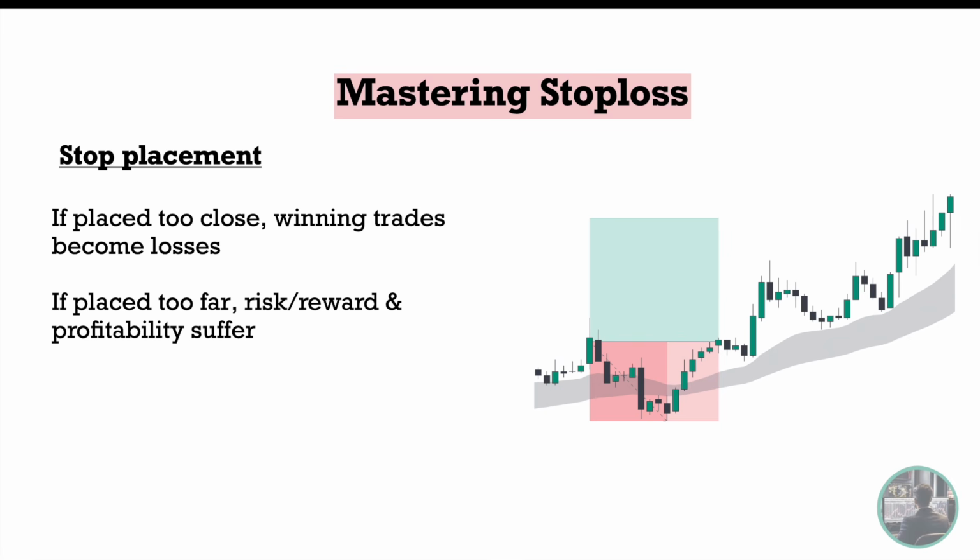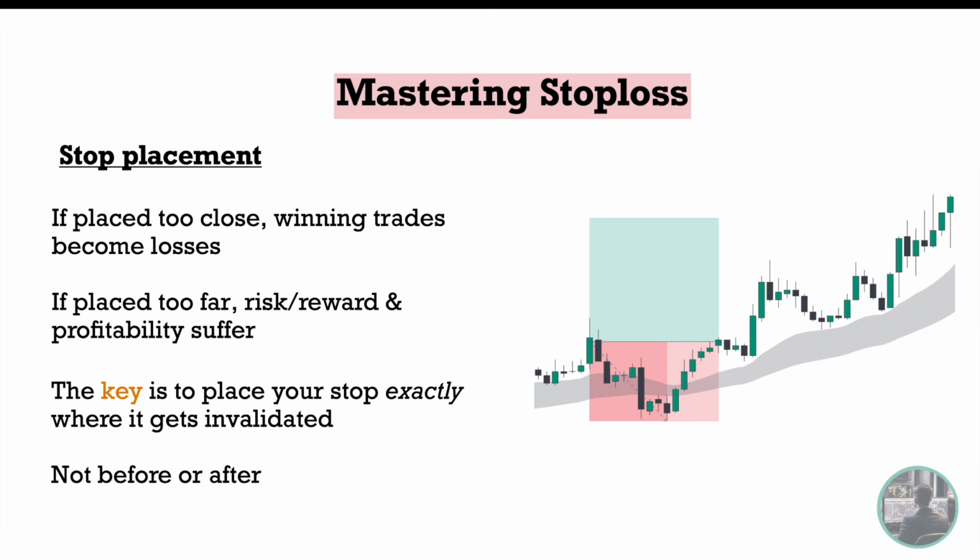So it needs to be at the right spot. And the key with stop placement is that you want it to be at the exact point where the trade gets invalidated. Not earlier and not later. Only at that exact point. Now you might ask, how do I know where the trade gets invalidated? And for that, you need to know why you're even in the trade in the first place.